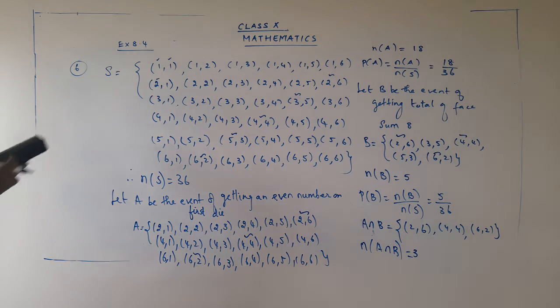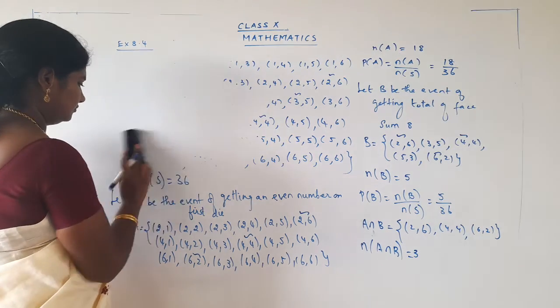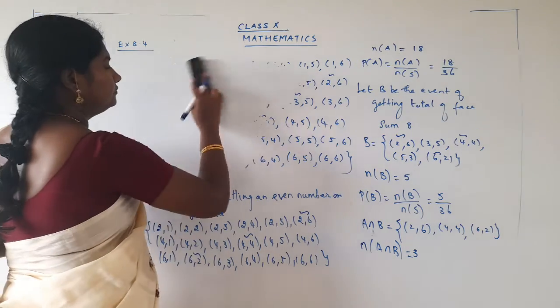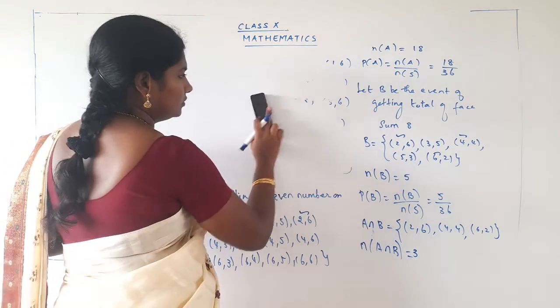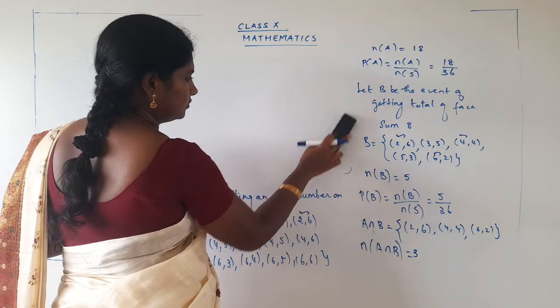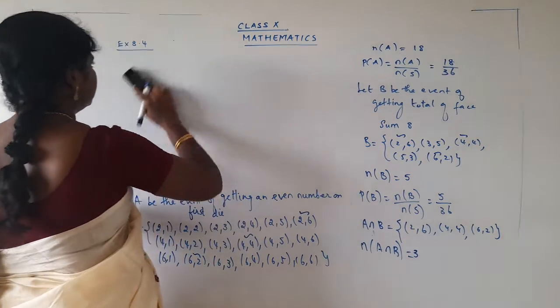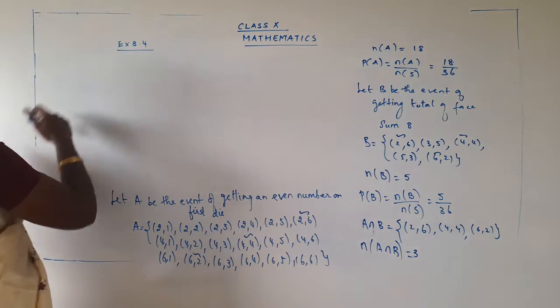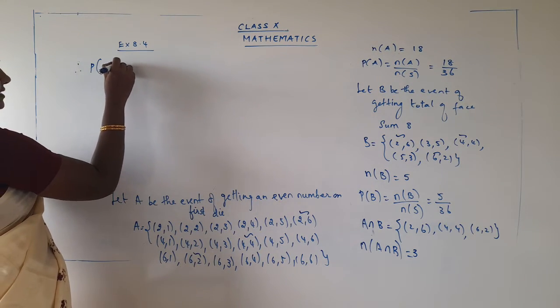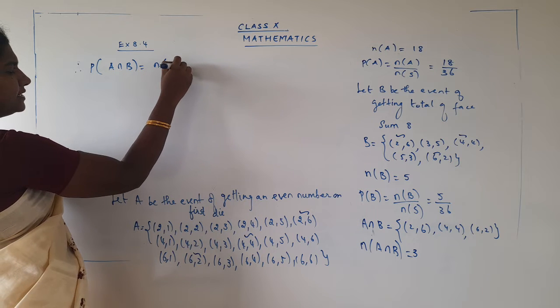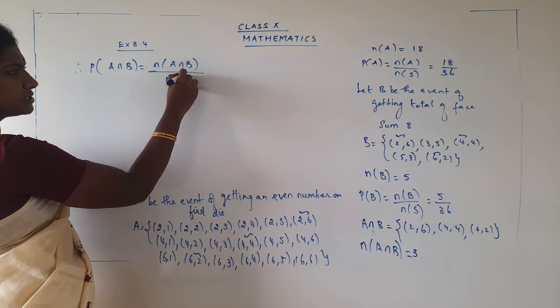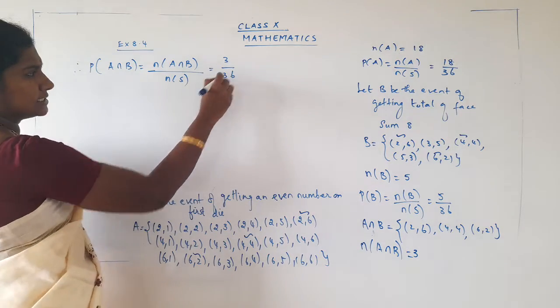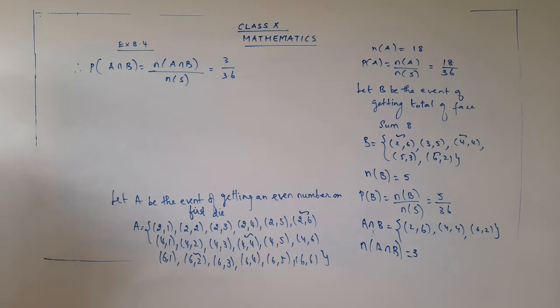I'll just rub this part. Down. Therefore, P of A intersection B is equal to N of A intersection B upon N of S. So this is equal to 3 upon 36. So I found the value for P of A intersection B also. It is N of A intersection B upon N of S, which is equal to 3 upon 36.